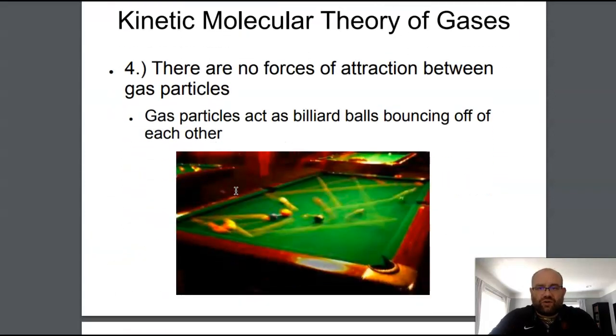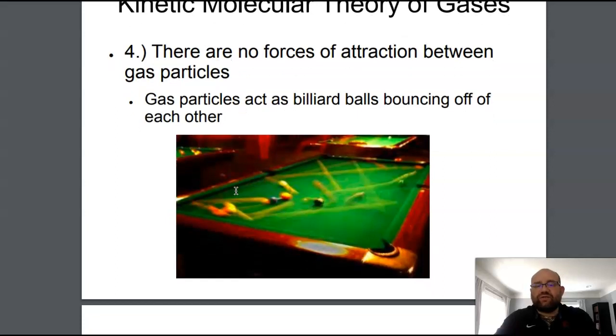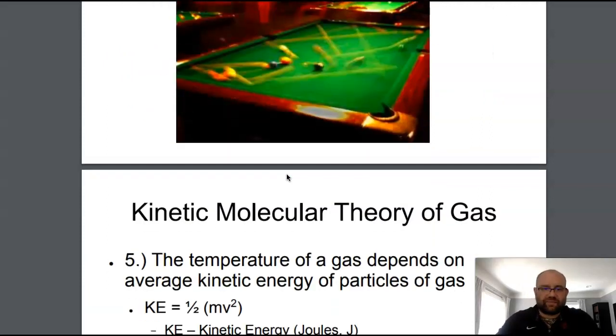Number 4: there are no forces of attraction between gas particles. This is for an ideal gas. Remember, that's a hypothetical gas. It's not a real gas. We'll talk about that in a moment. That means gas particles act as billiard balls bouncing off of each other, so they're not going to stick to each other. But we learned previously that there's something known as intermolecular forces. These are the forces of attraction between molecules. We had dipole-dipole, hydrogen bond, London dispersion force, and induced dipole. So with real gases, we do have some attraction.